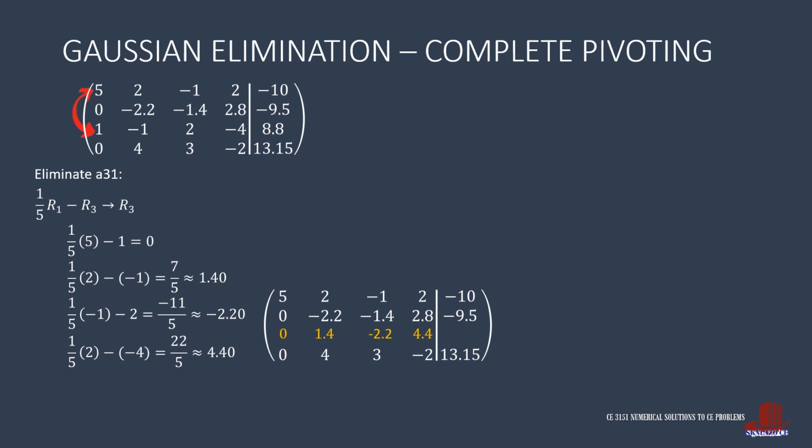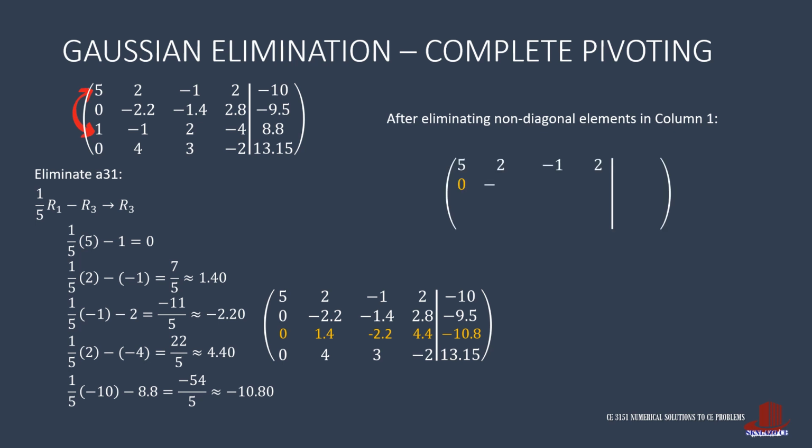Next is 1/5 of 2 minus negative 4 to get 22/5, that is 4.4. Then the last element has 1/5 of negative 10 minus 8.8 to have negative 54/5, which is also negative 10.8. So after fixing row 3, the newly transformed matrix looks like this, where all other elements under column 1 are zeroed out.